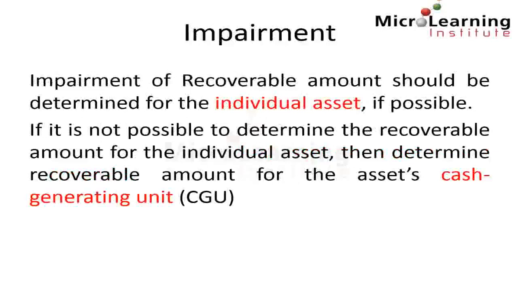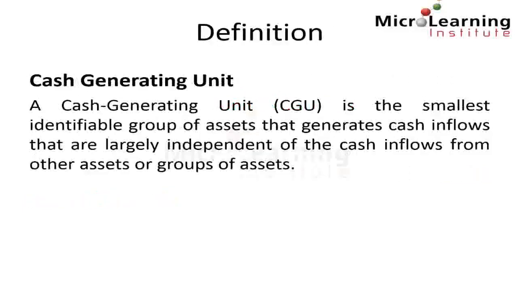Impairment of the recoverable amount should be determined for the individual asset if possible. However, if it is not possible to determine the recoverable amount for the individual asset, then we determine the recoverable amount for the asset's cash-generating unit. A cash-generating unit is the smallest identifiable group of assets that generates cash inflows that are largely independent of the cash inflows from other assets or groups of assets.